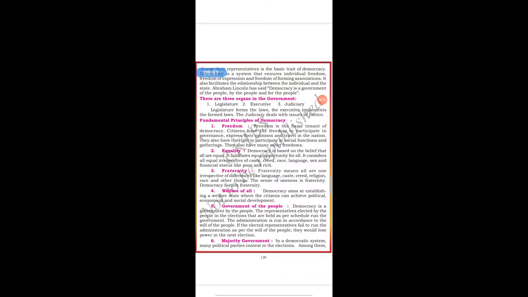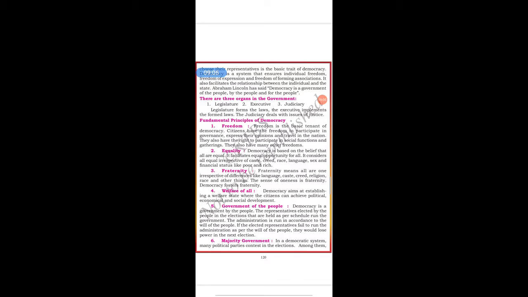Okay. So next we have fraternity. Now let us see what is the meaning of fraternity here. Fraternity means all are one, irrespective of differences like languages, caste, creed, religion, race and other things. So students, keeping these things aside, fraternity shows that all are one. Okay. So the sense of oneness is fraternity.